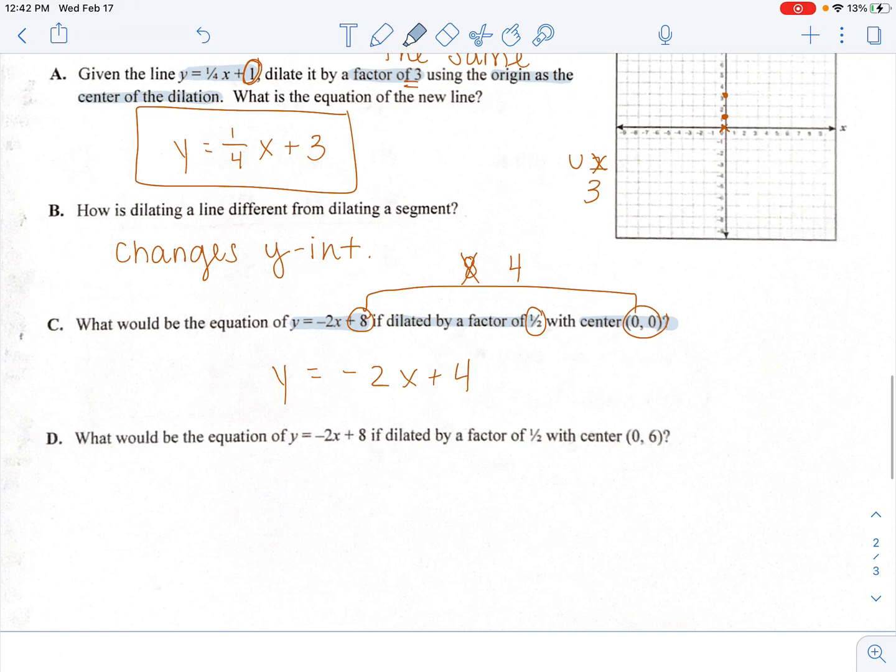All right, same problem here. Same scale factor, but just a different center. So for this one, it's going to be y equals -2x plus something. Right now, 8 and 6, well, those are 2 apart. So we're going to take 2 and times it by 1/2, and we get 1. So you want to go 1 away from 6. Well, 1 away from 6 is 7. And that would be your final answer.